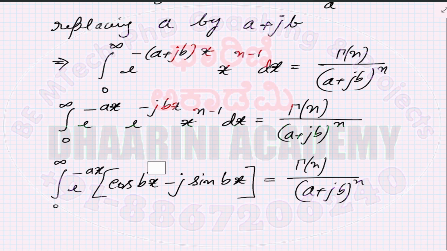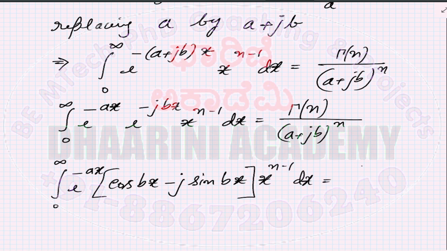Now the next step is simple. We try to equate the right hand side. We want to express that in the form of real and imaginary parts, then only can I equate. Sorry, I missed the x to the n minus 1 and dx, I didn't complete the integral. So let's finish that first. So this into x to the n minus 1 dx is equal to gamma of n whole divided by a plus jb whole to the power n.